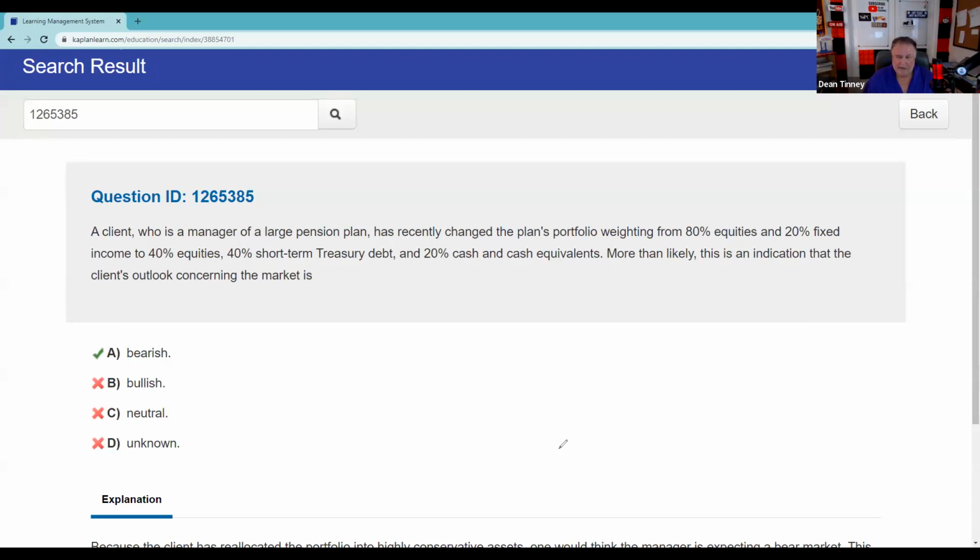I'll just make up a number. I had a $100 million portfolio: $80 million in stocks and 20 million in bonds. And I'm taking the portfolio down to 40 million in stocks, 40 million in T-bills, and 20 million in cash. That sounds to me like a bear. What were you struggling on with this one, Trish? I missed the word "to." There you go.